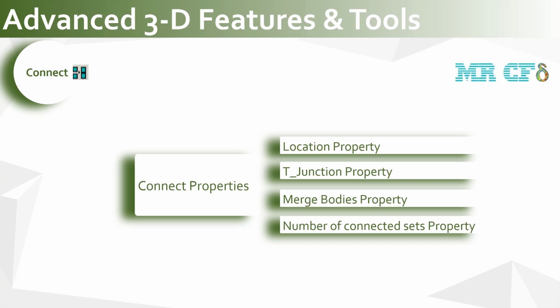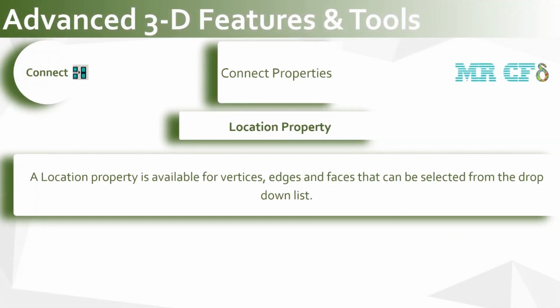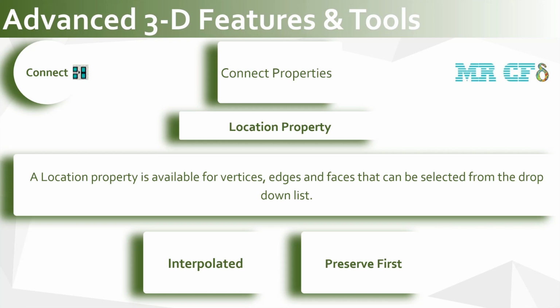Location property, T-junction property, merge bodies property, number of connected sets property. A location property is available for vertices, edges, and faces that can be selected from the drop-down list. Two options are provided. When set to interpolated as a default, all entities in a subset will be modified so that their new geometric location is computed as an average location.